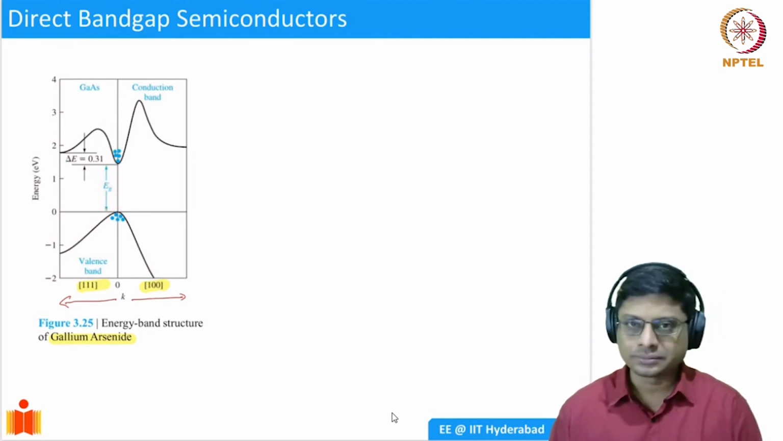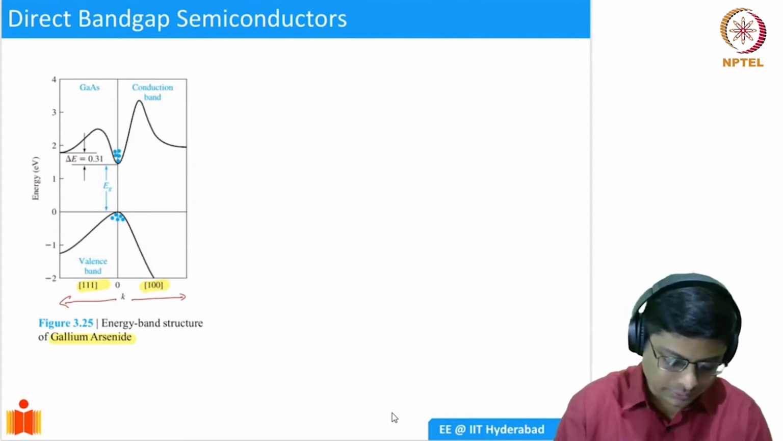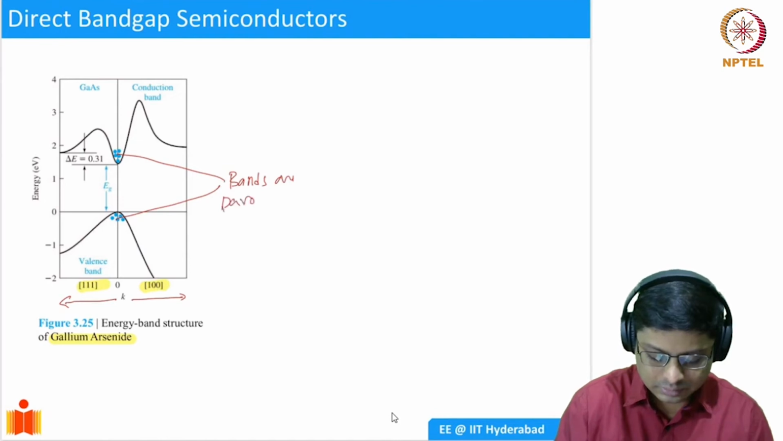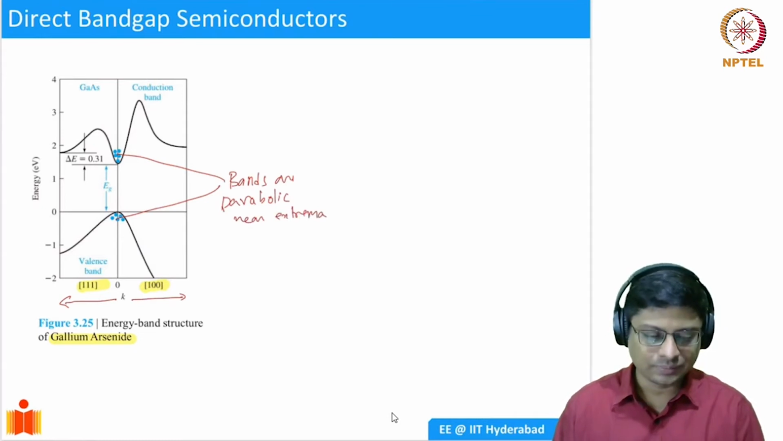Another small thing to note for the future is that bands are parabolic near extrema. We will use that fact later on. Okay, so now you have this.